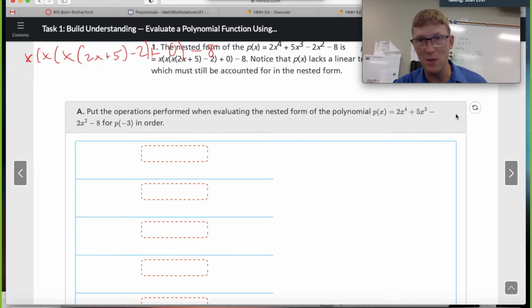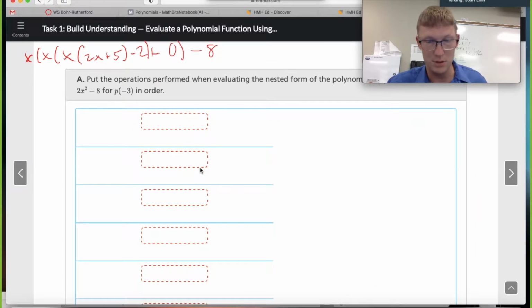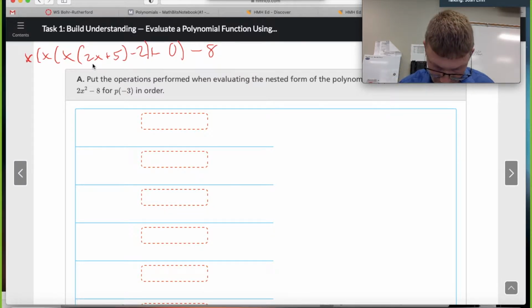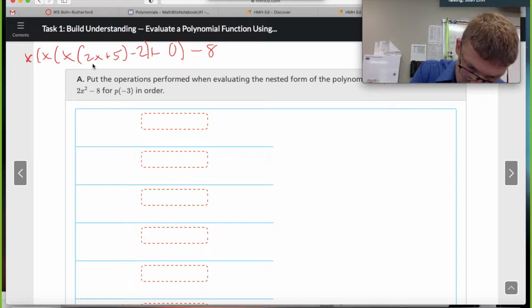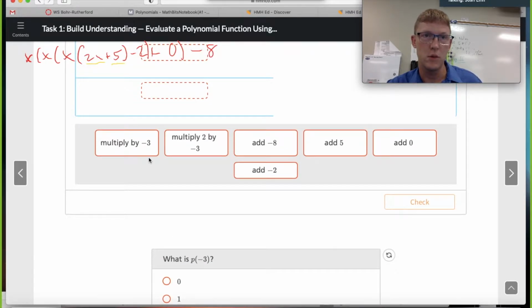So again, let's say we have these high order degrees. I mean, I can still find negative 3 to the fourth, but hey, whatever. You can also use the nested form. So the first thing you're going to do is multiply. Oops, I accidentally erased it. You're going to multiply and then add. So you're going to multiply first and then add. Oh my gosh.